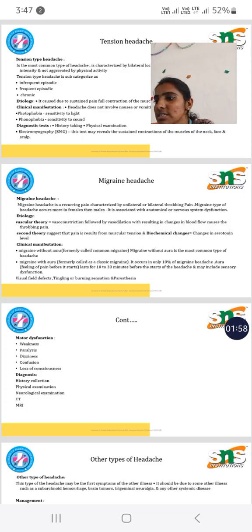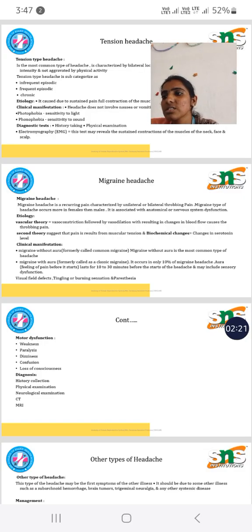The etiology has two theories. One is the vascular theory: vasoconstriction followed by vasodilatation results in changes in blood flow, which causes the throbbing pain. The second theory suggests that pain results from muscular tension and biochemical changes, the changes in serotonin level.